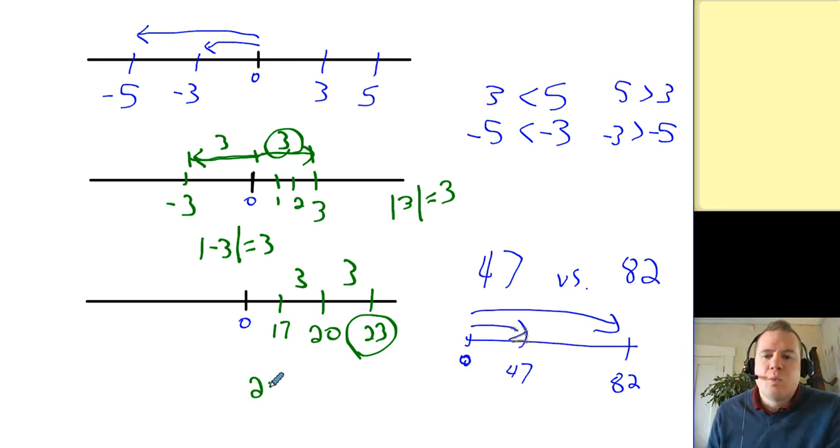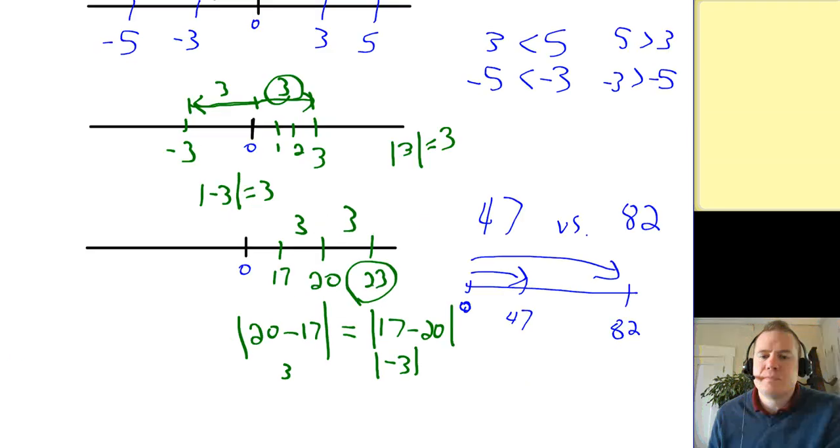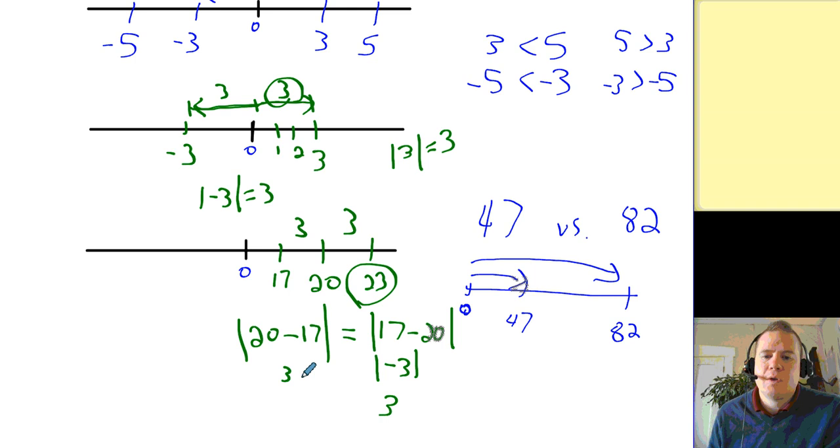And so one way to talk about absolute value is that it's telling us the distance. Right? How far apart are 20 and 17? They're 3 apart. Even though this subtraction is going to give us a negative, once I take that absolute value, I see the same thing.